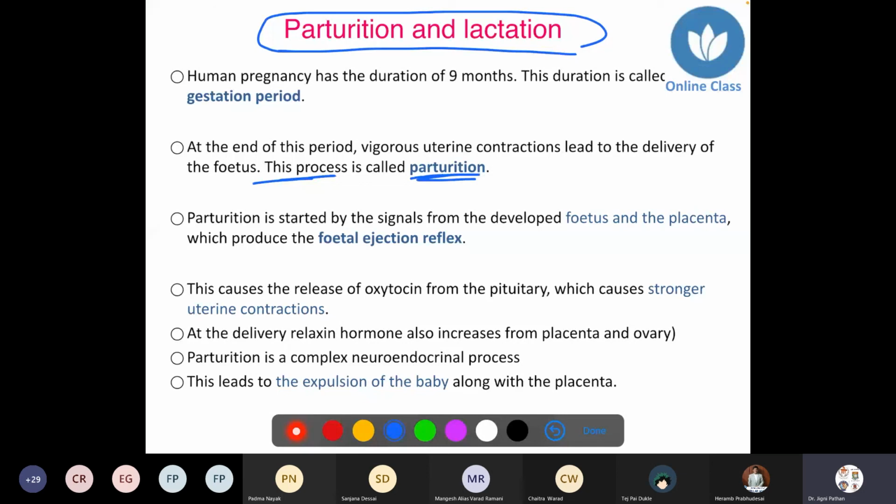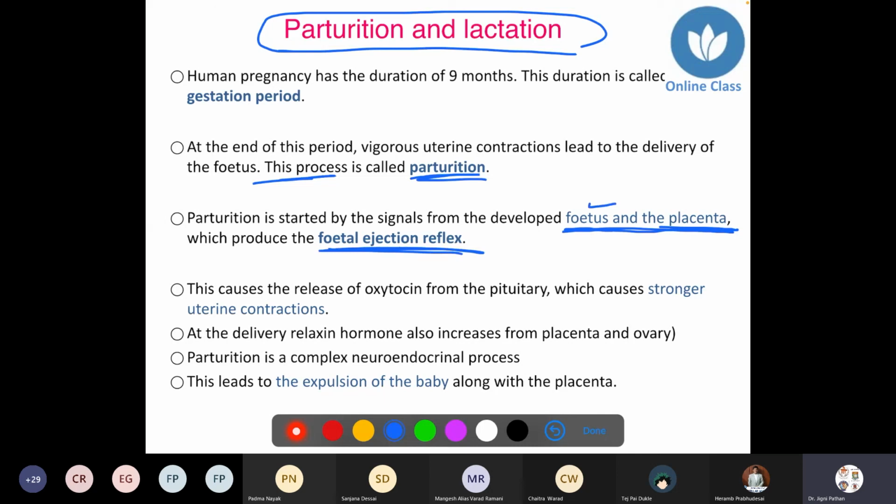Now, parturition, how does it happen? Parturition starts by the signals developed by the fetus and the placenta. Important to note. The first stimulus of parturition is given by the fully developed fetus, which is very important. Parturition is started by signals from the developed fetus and the placenta, which is called the fetal ejection reflex. Very important. Who gives the signal for the time for the birth? The fetus itself gives the signal. With that signal, even the placenta plays a role in making the signal stronger.